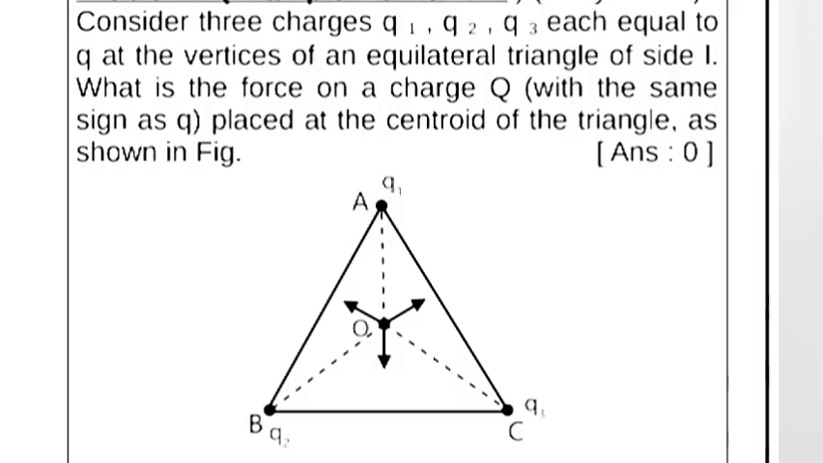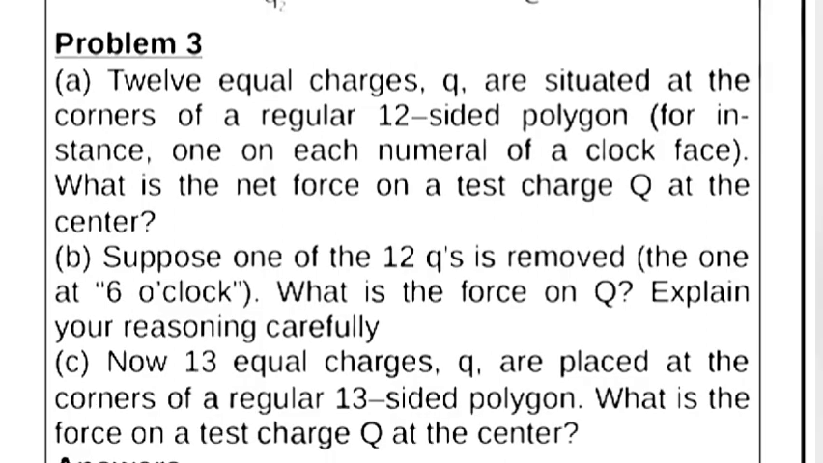F1n. Question. Consider three charges Q1, Q2 and Q3, each equal to q, at the vertices of an equilateral triangle of side l. What is the force on a charge Q with the same sign as q placed at the centroid of the triangle as shown in the figure? Answer: 0.